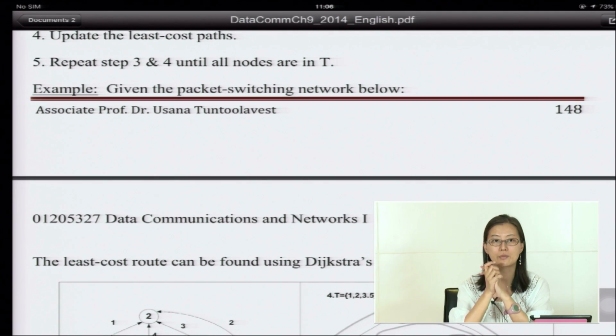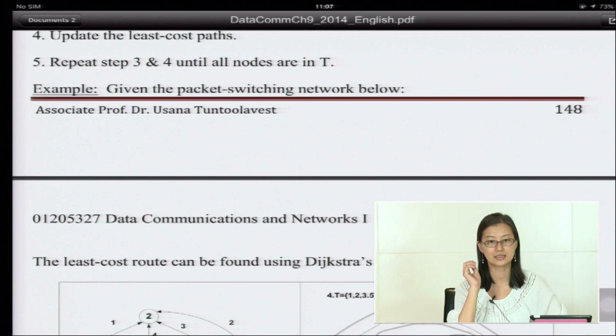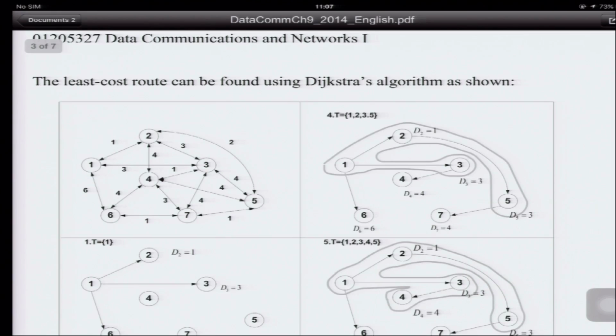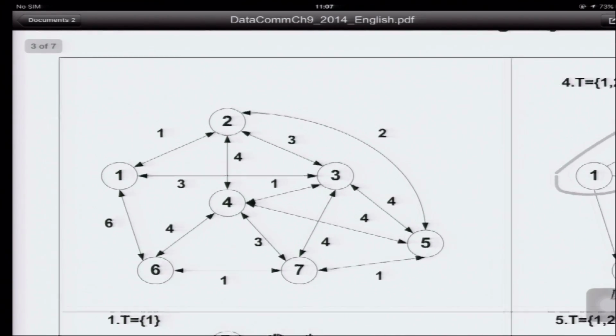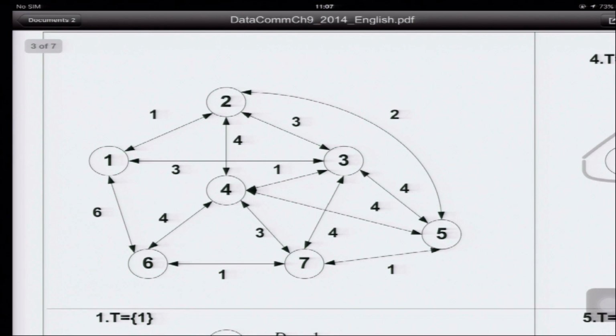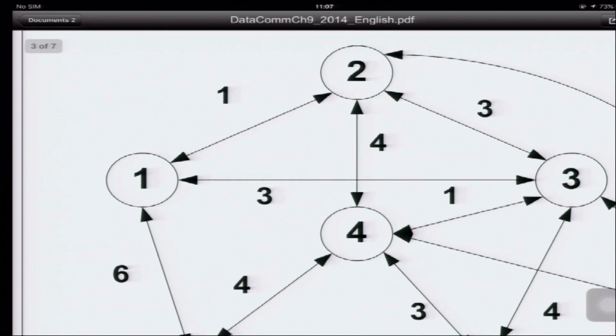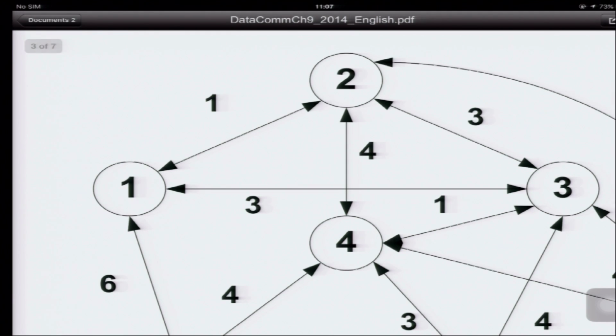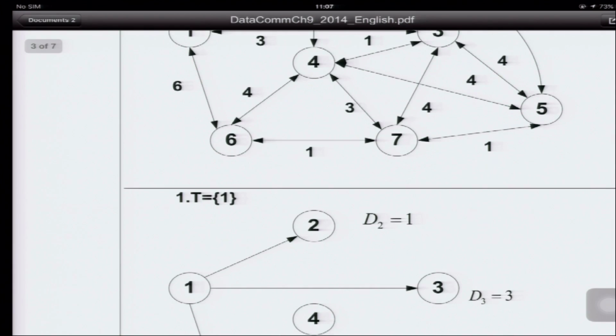Now let's look at an example. If I have a packet switching network like this, how do you find the route using Dijkstra's algorithm? You see that the number in the circle is the node number, but the number on the line is the cost that you have to pay to use that link. And you see that there is a two-sided arrow. So node 1 to node 2 uses a cost of 1 unit. Node 2 to node 1 also uses a cost of 1 unit. So this is the same cost for both sides.